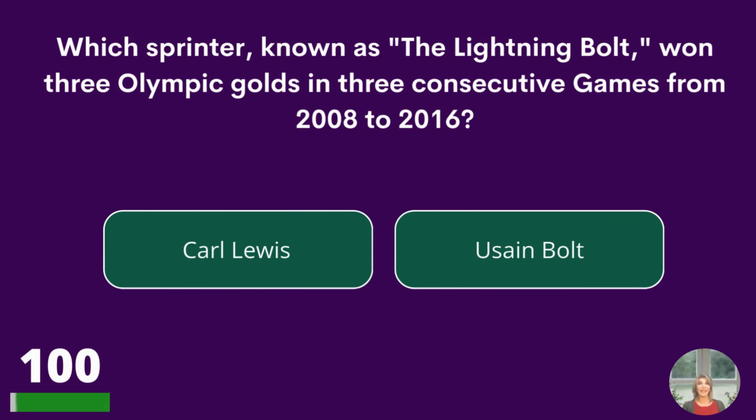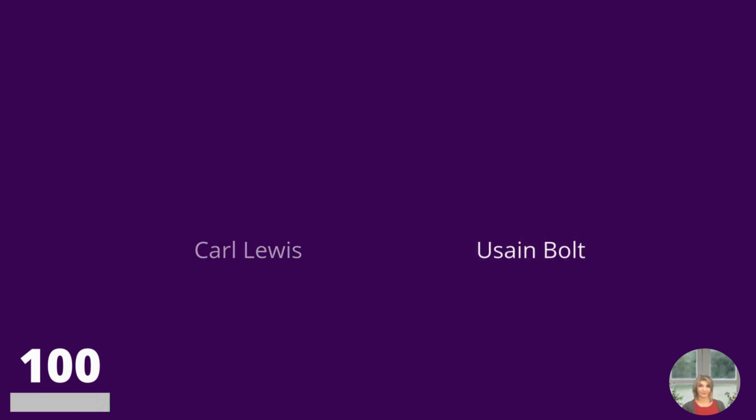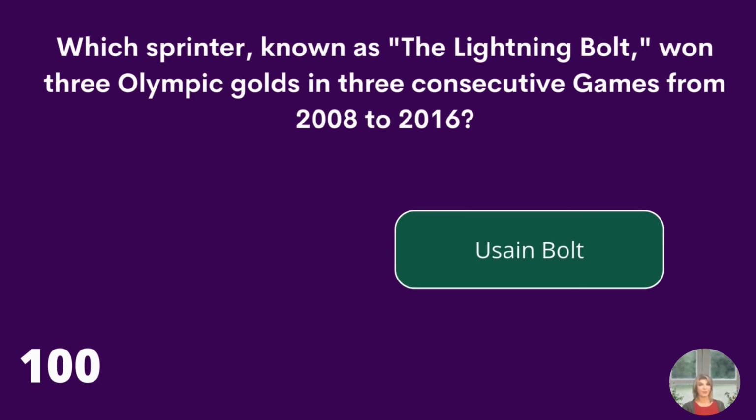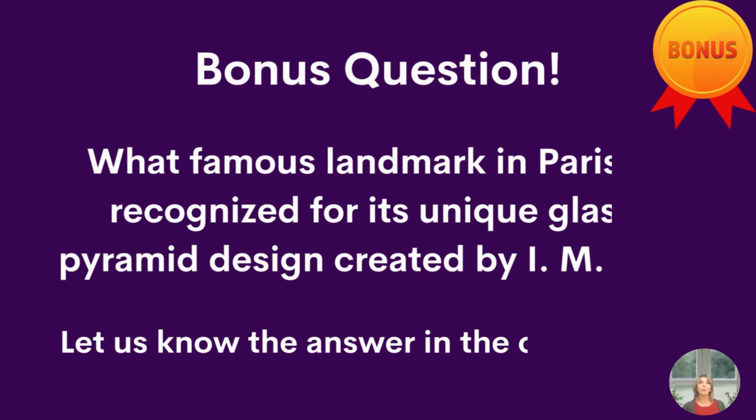Which sprinter, known as the Lightning Bolt, won 3 Olympic golds in 3 consecutive games from 2008 to 2016? Usain Bolt. And for our bonus question, what famous landmark in Paris is recognized for its unique glass pyramid design created by IM Pei?